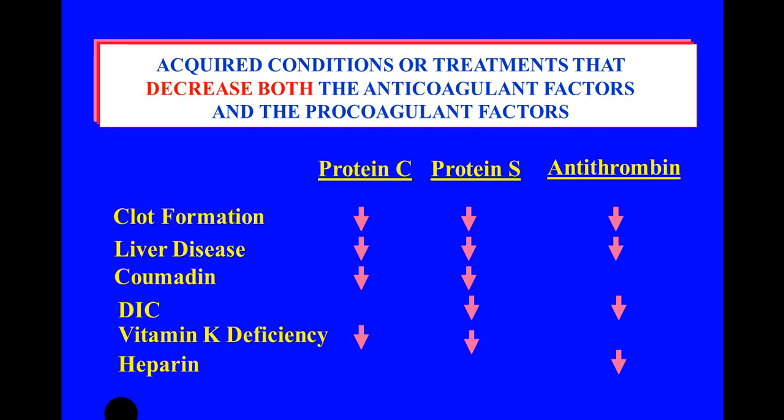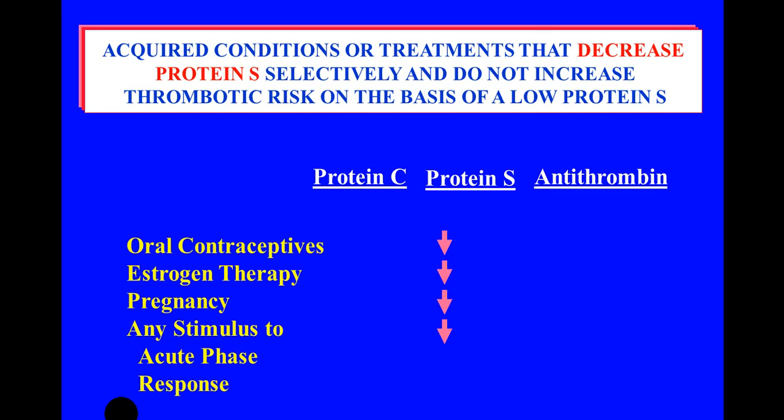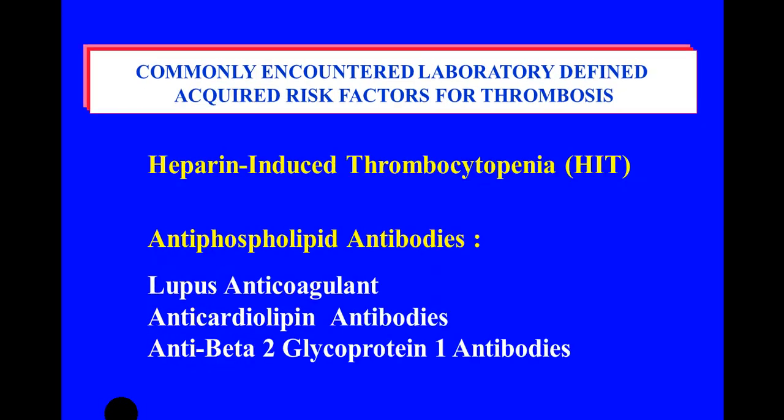So during initiation of treatment with warfarin, coumadin, we should use heparin for the first 5 days to prevent protein C and S deficiency caused by coumadin, which causes paradoxical thrombus formation. DIC: protein S and antithrombin low. Vitamin K deficiency: protein C and S low. Heparin: antithrombin low. Oral contraceptives, estrogen therapy, pregnancy, acute phase reaction all cause protein S to be low, and this enhances thrombus formation.